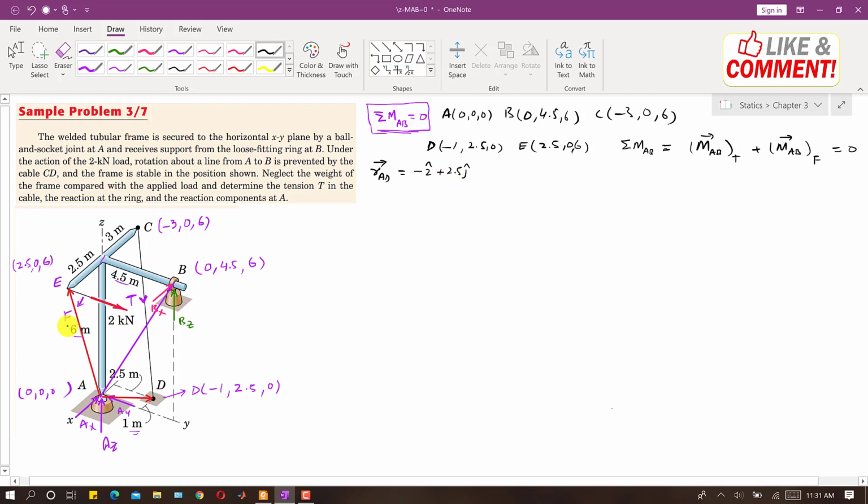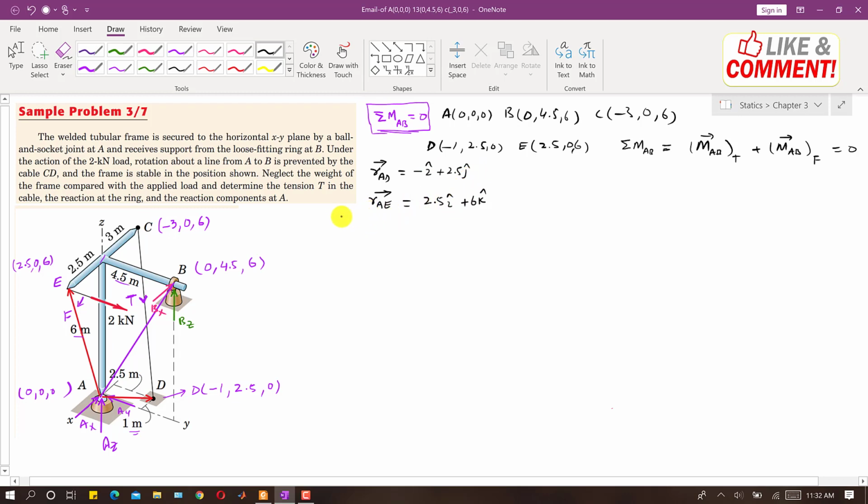Similarly, we can find this RAE vector, the moment arm for this force vector. So this is RA and these are the coordinates of E, so we can directly represent it in the coordinates of E. So this will be 2.5 I plus 0 J plus 6 K. When we want to find a vector, we subtract the coordinates of A from E, so we get this.